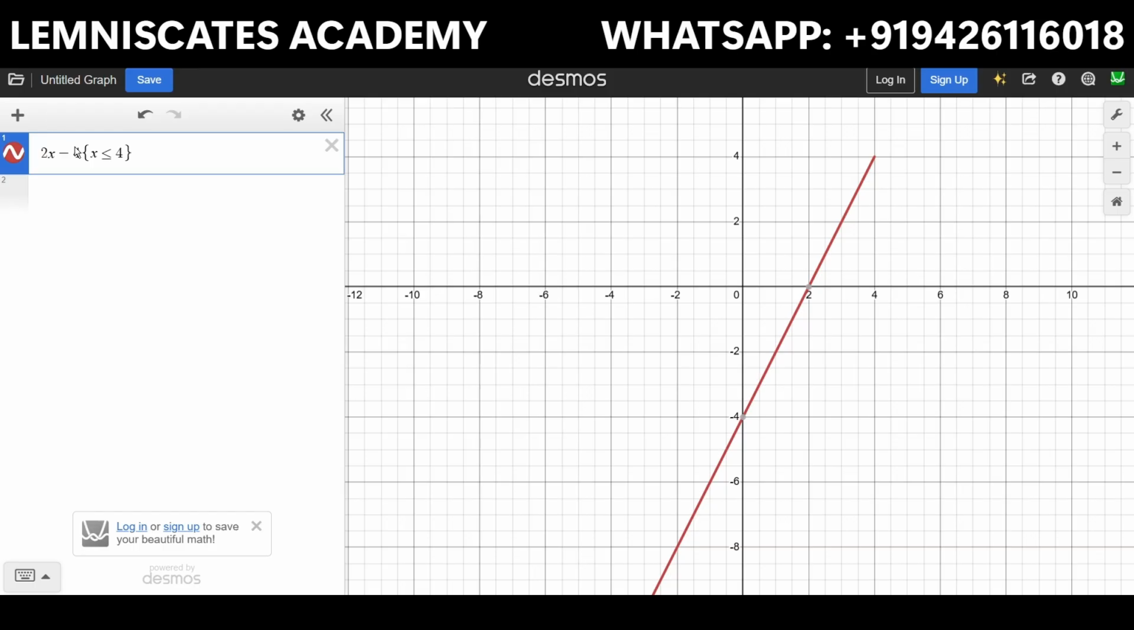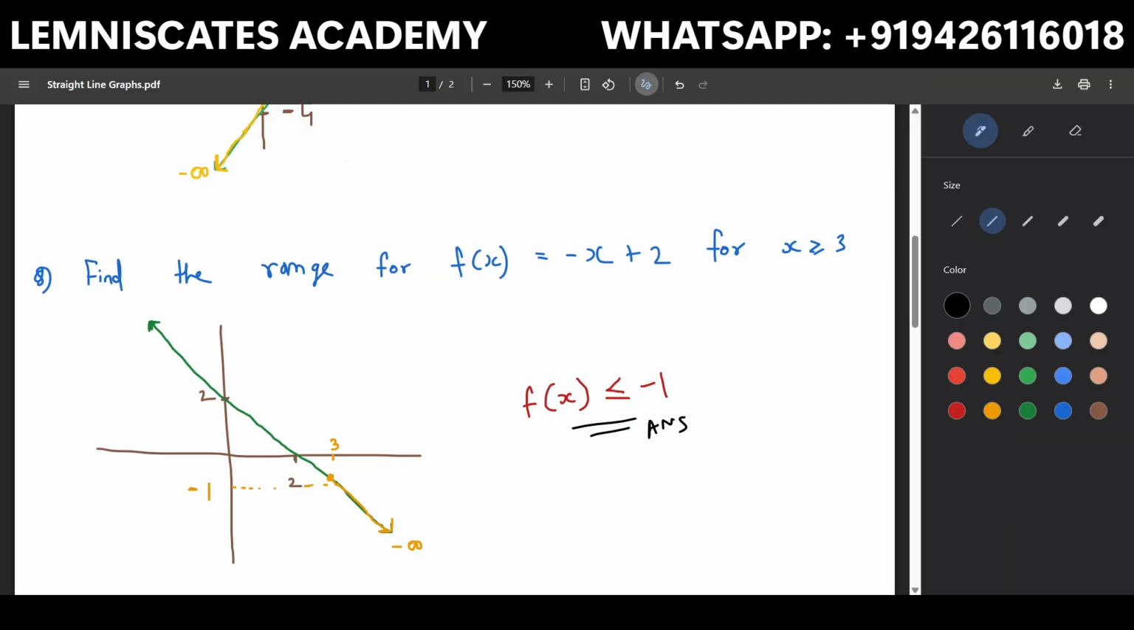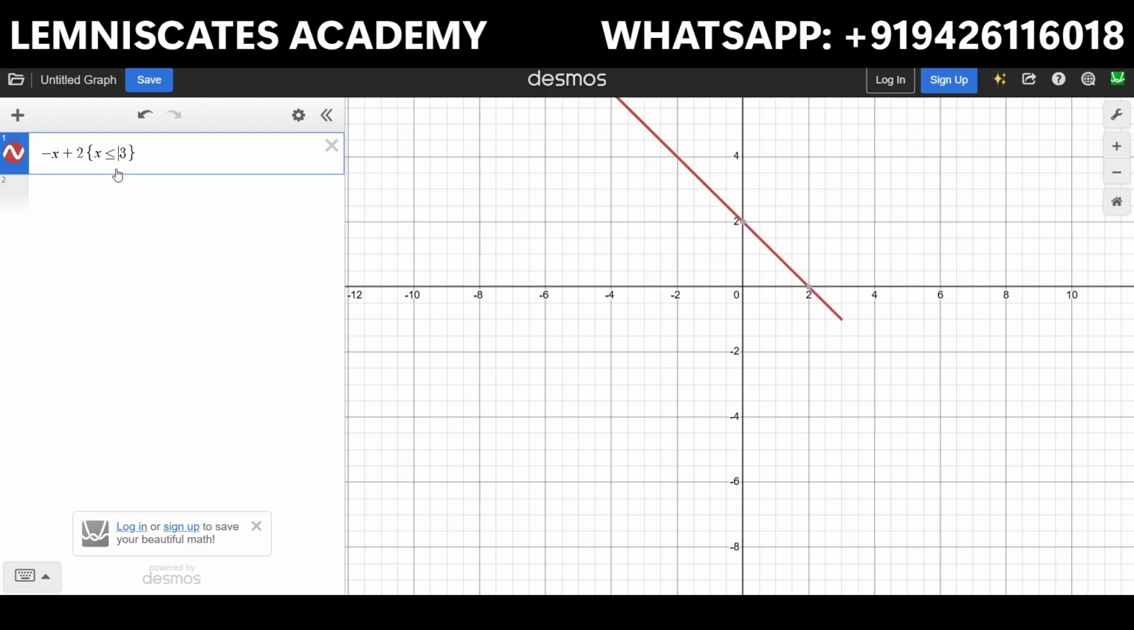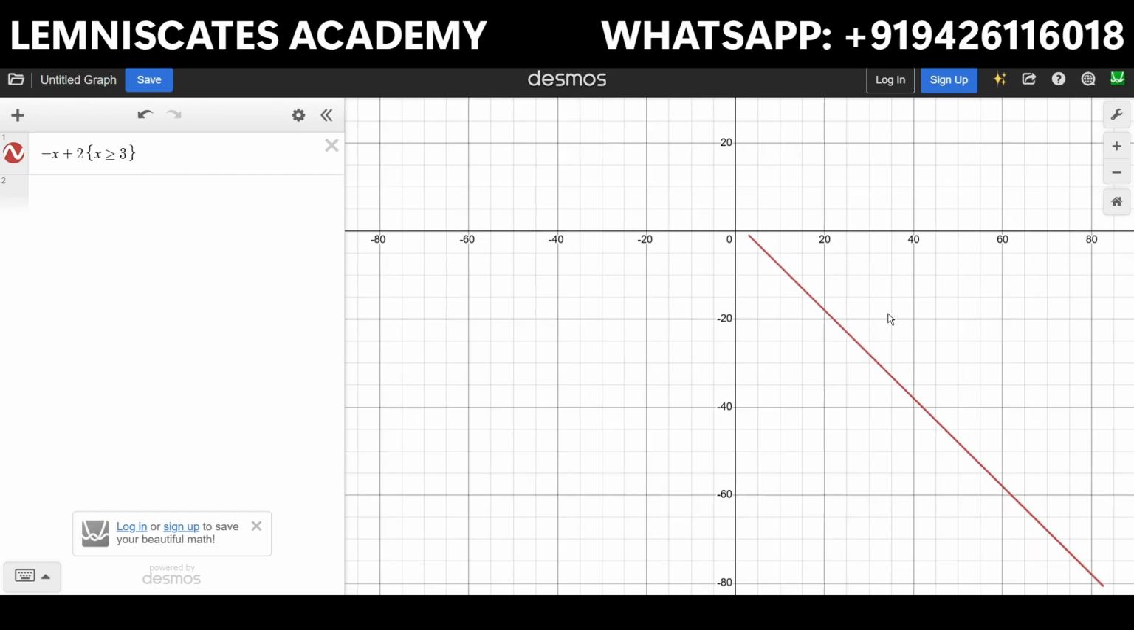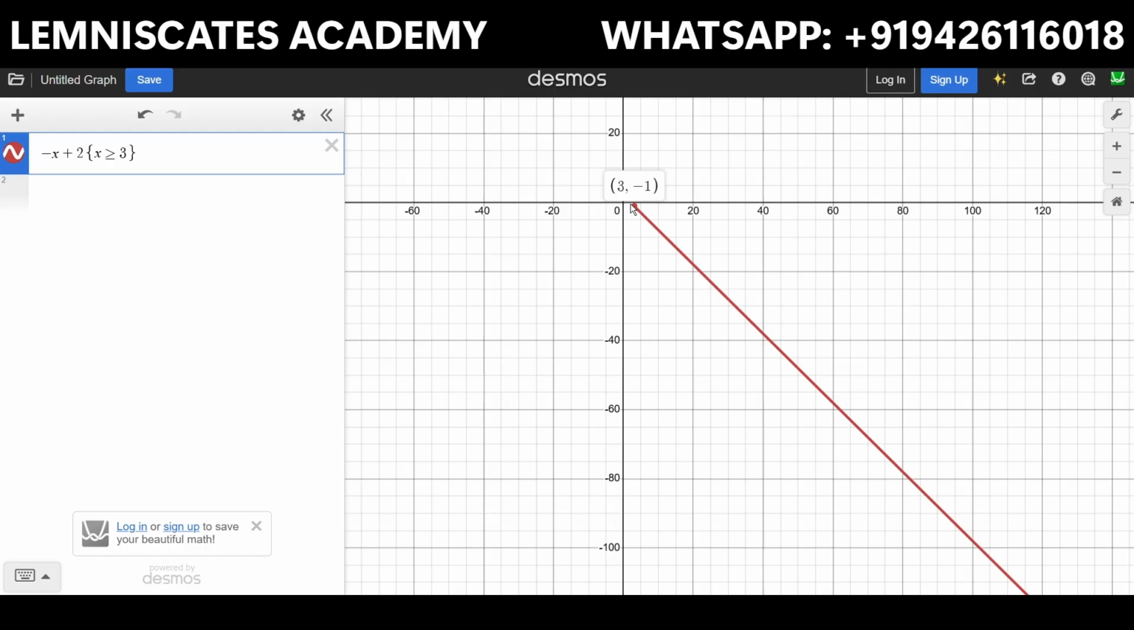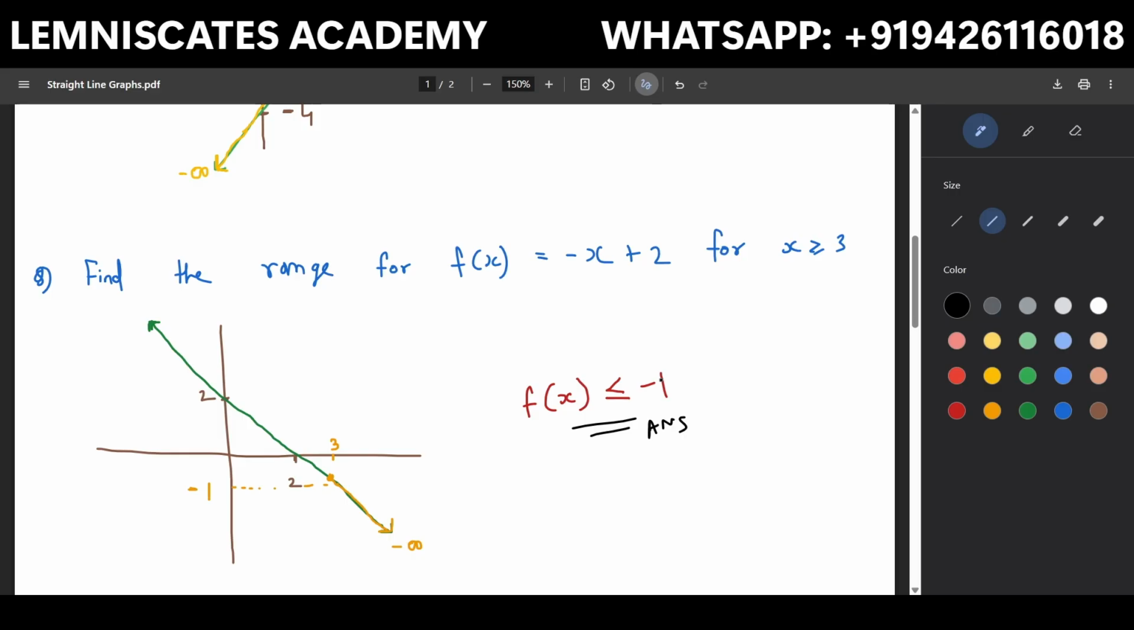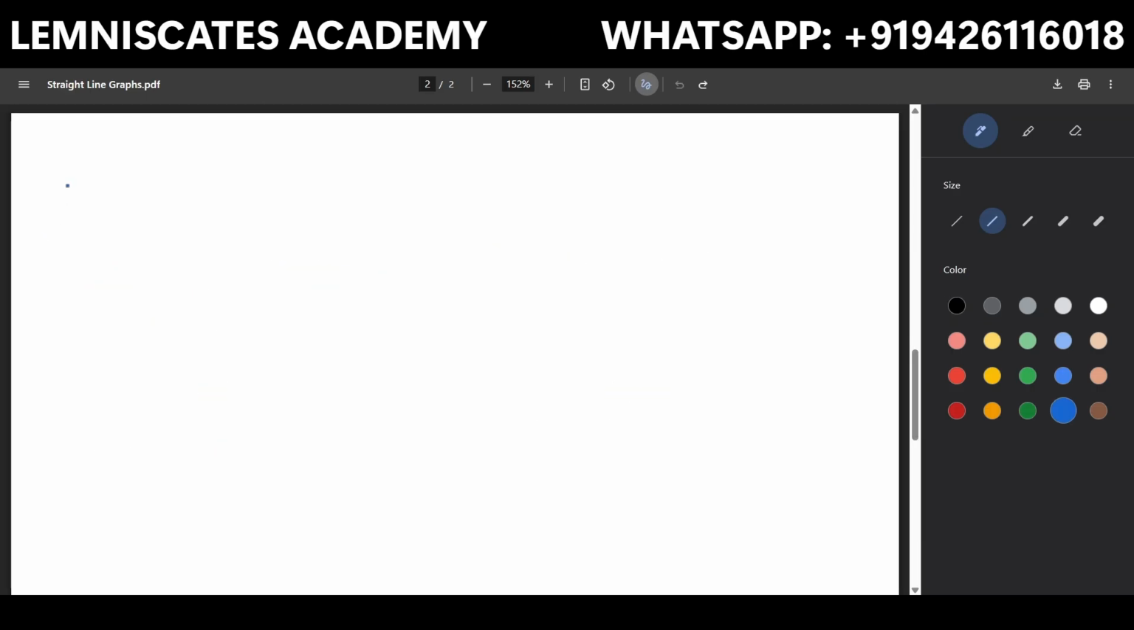So if I come over here and plot the same thing, minus x plus 2 and x is greater than or equal to 3, my bad. You can see that the maximum output that your graph is giving you is minus 1, and everything after that it can keep on going forever down. And that is why the output values lie between minus 1 and negative infinity. That is why we say that minus 1 is the maximum possible value, and the least value it can go towards is minus infinity. So I hope that this question is also clear to you. Now let's move on to the next question.